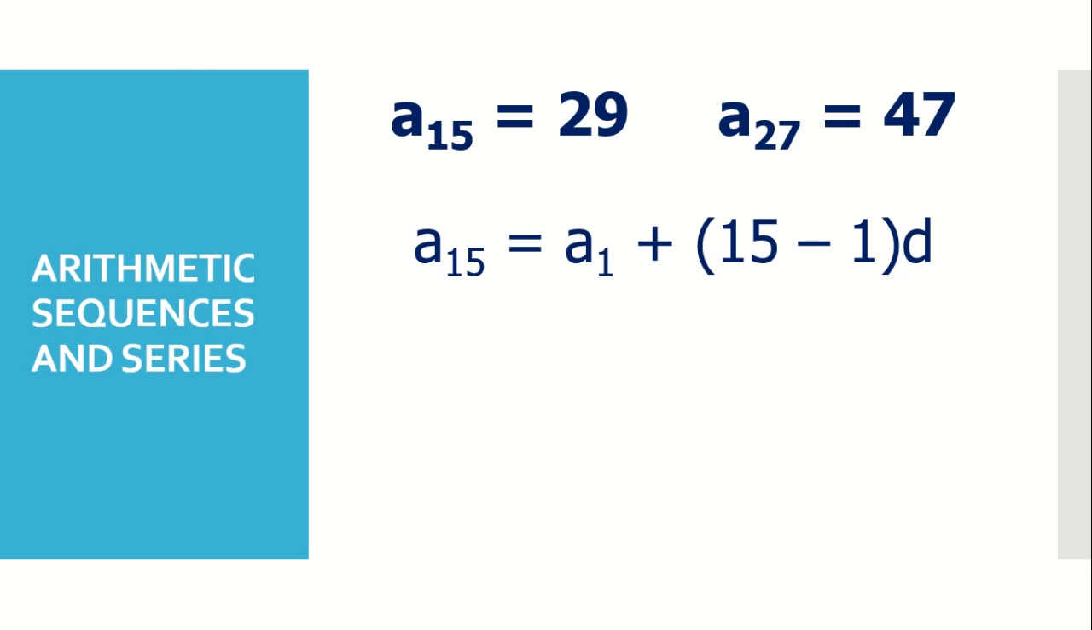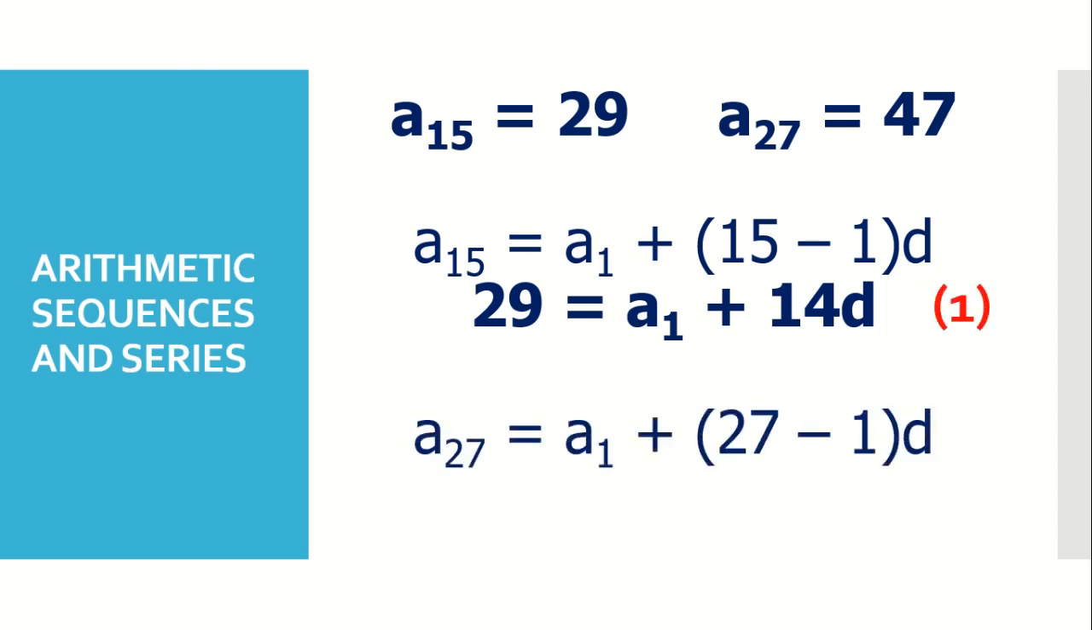So we have a sub 15 is equal to a sub 1 plus 15 minus 1 times d. Simplifying 15 minus 1, that will give us 14. And our a sub 15 is equal to 29, therefore we have 29 is equal to a sub 1 plus 14d. This is now the first equation.